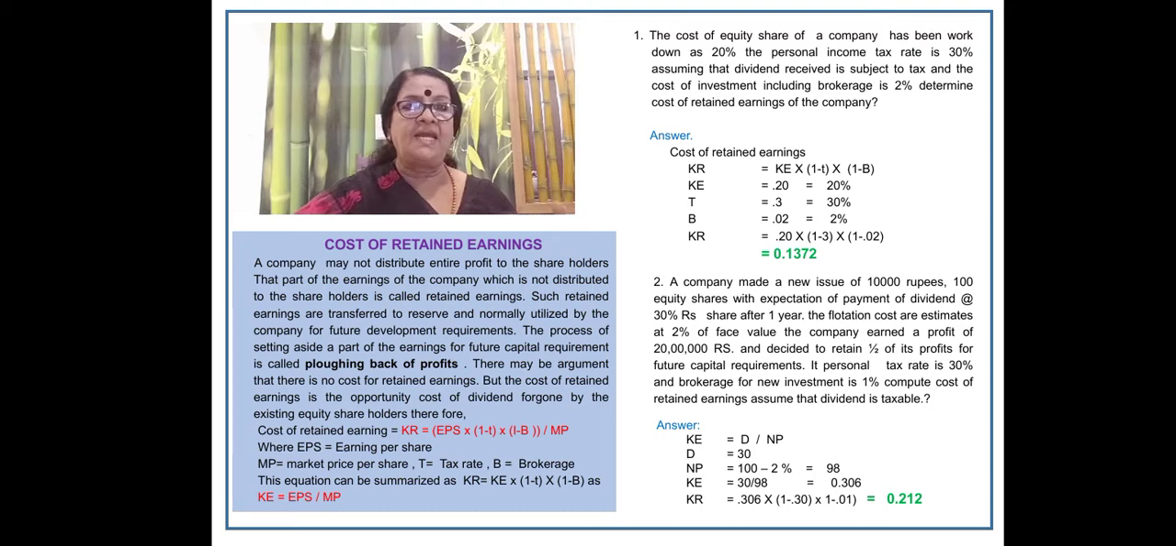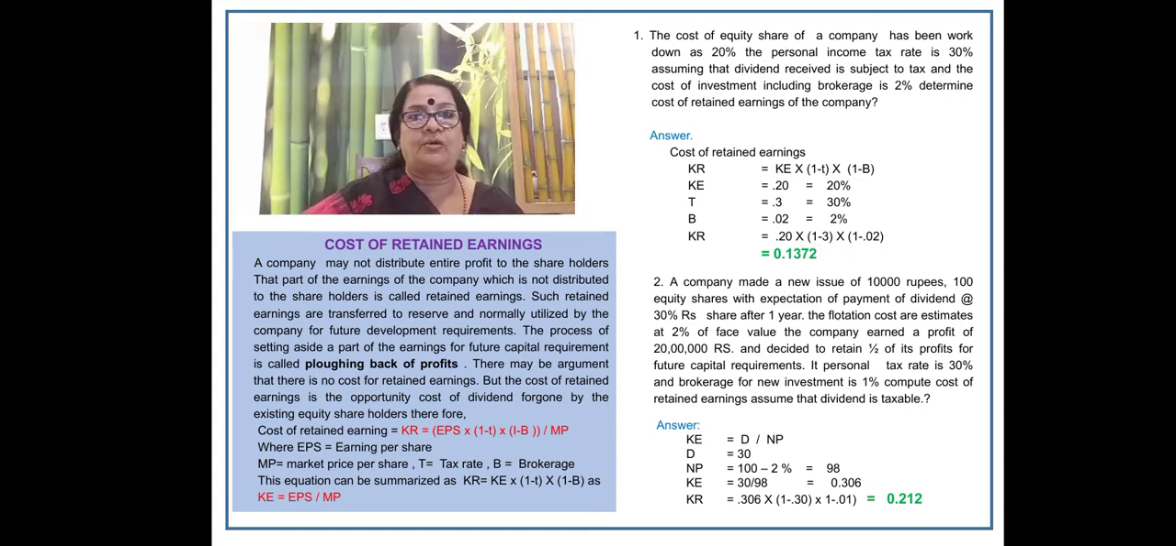It's very clear. Here we have to find out KE, because it is not clearly given. In the last problem, KE was given directly. Here it is not given, so we'll have to find it out. What is the formula? D divided by NP. D is 30, the dividend is 30%, so D is 0.30. And NP is 100, the face value.